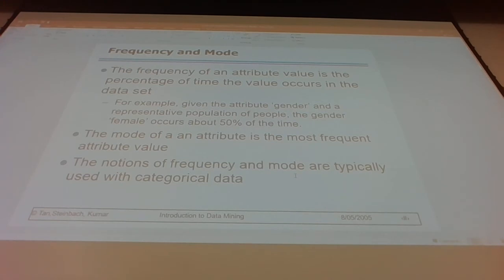Mode, what is mode? Yes? Maximally occurring data point. And frequency is what? How many times a particular data point has occurred.